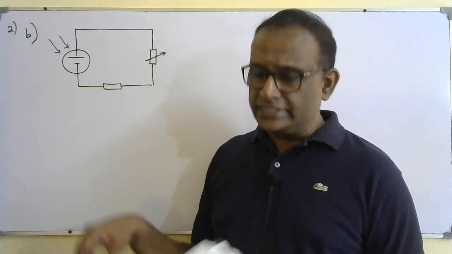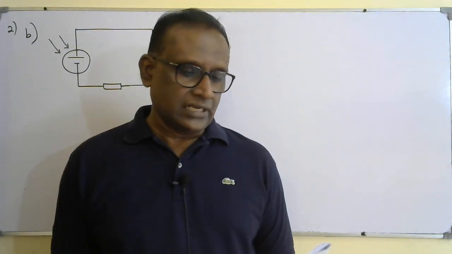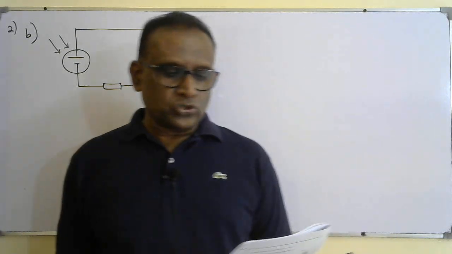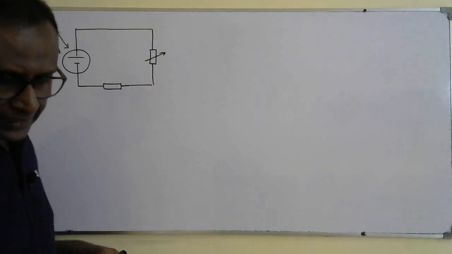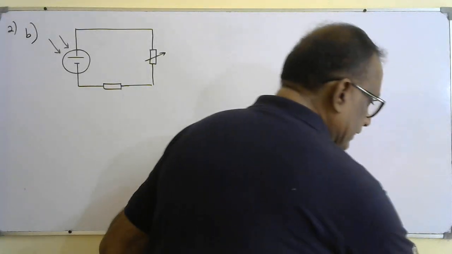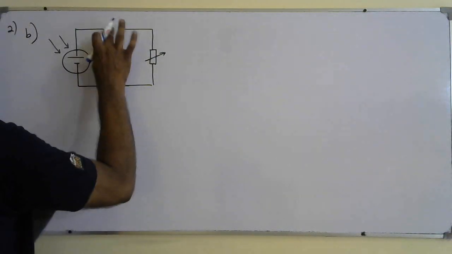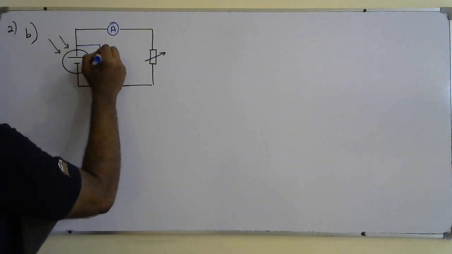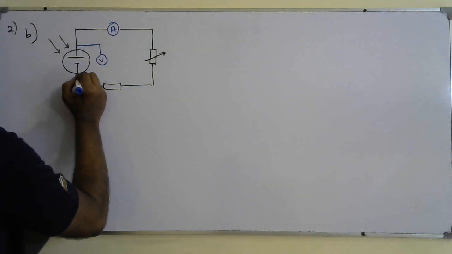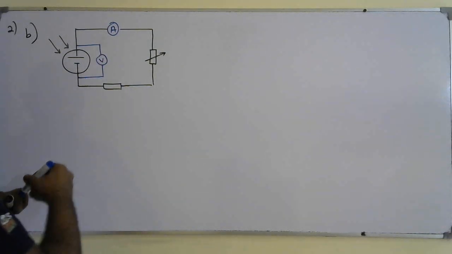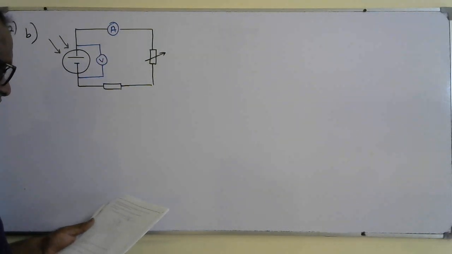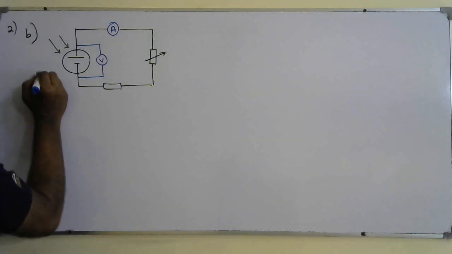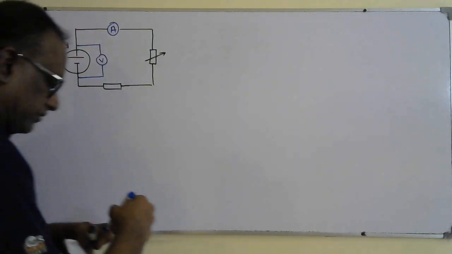Same setup we do, is it? The same diagram they have given. So here, add to the diagram to show how the ammeter and voltmeter should be connected. The ammeter should be connected in series. Draw the ammeter somewhere here, and the voltmeter should be drawn across the solar cell. Right, that part is over. That is the answer for B part, first part.